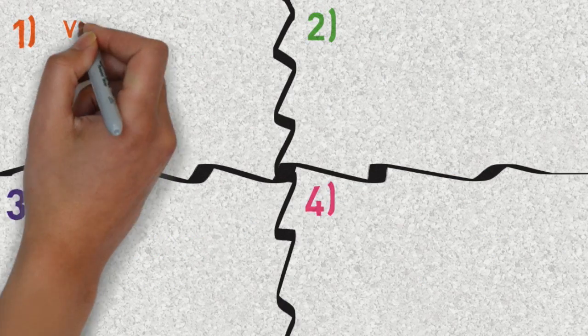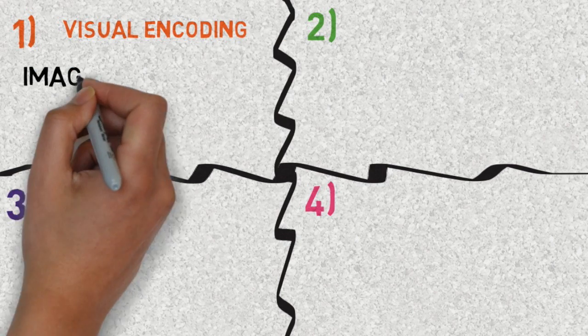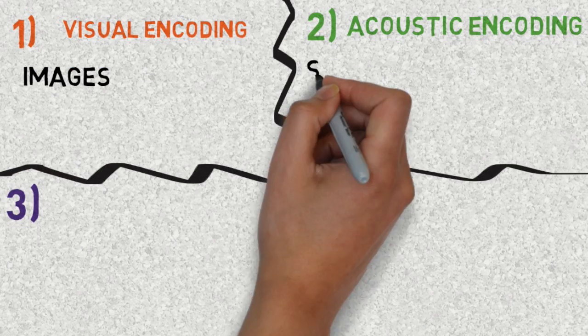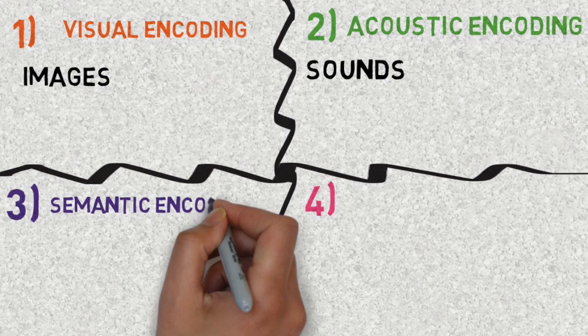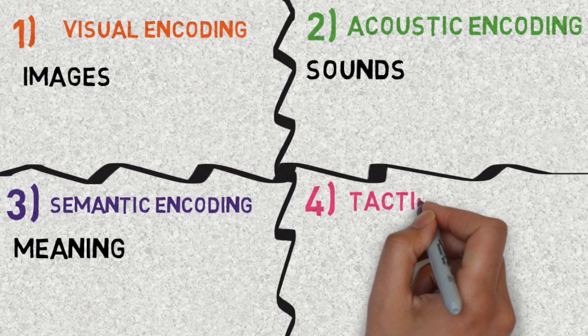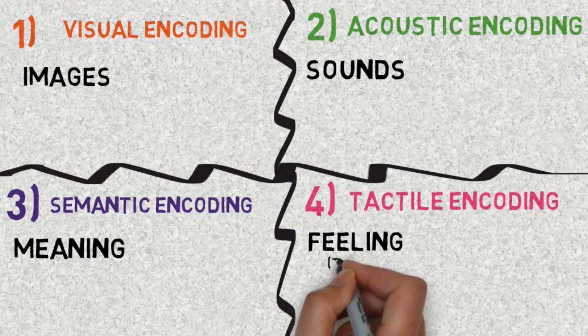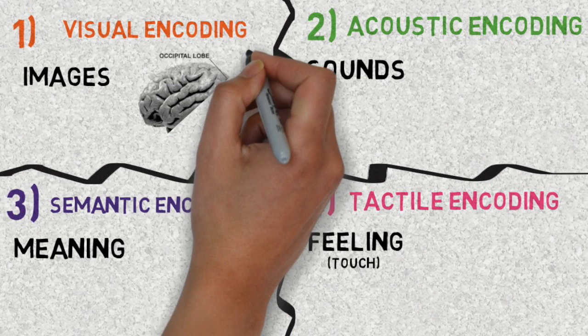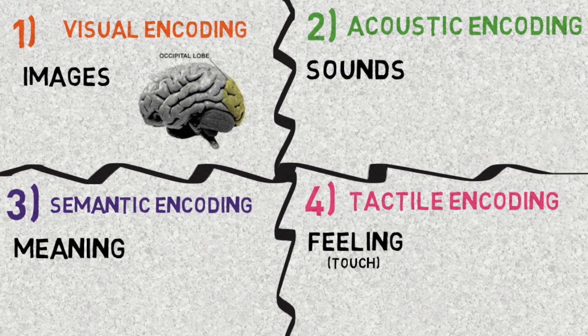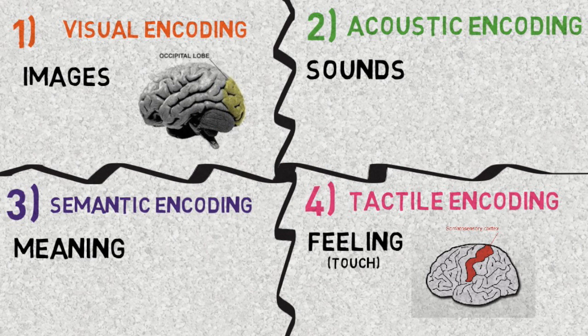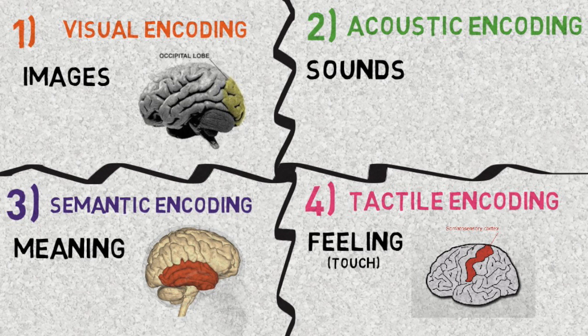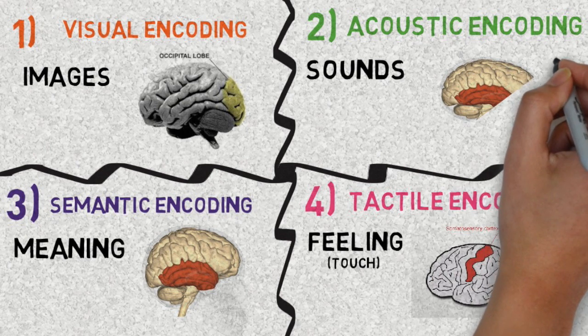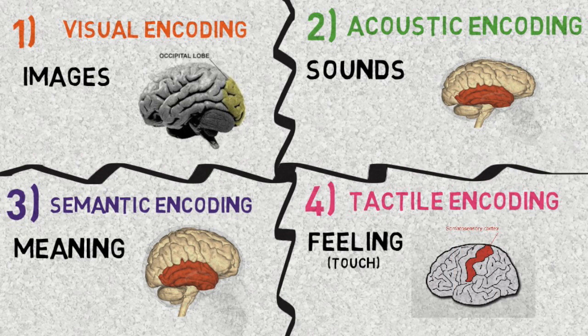There are 4 different types of encoding: visual encoding, the encoding of images; acoustic encoding, the encoding of sounds; semantic encoding, the encoding of meaning; and tactile encoding, the encoding of feeling. Visual encoding occurs in the occipital lobe, towards the back of the brain, which is responsible for sight, and tactile encoding occurs in the somatosensory cortex, while acoustic and semantic encoding occur in the different parts of the temporal lobe, which is responsible for a variety of things, such as smell, sound, and meaning.